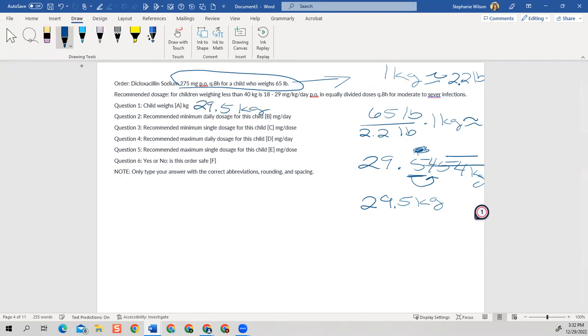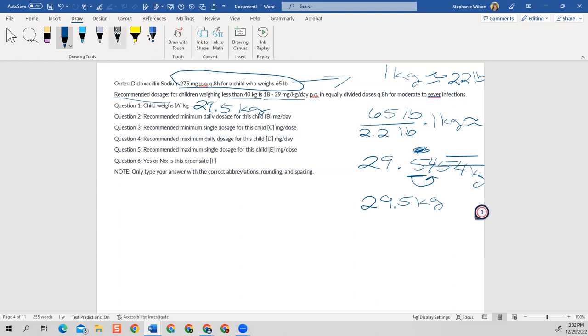All right. Question 2 says, the minimum daily dosage for this child. So that means we need to go to the recommendations. We're going to look at what is recommended for this child. And we notice it said if the child is weighing less than 40 kilograms, we're going to abide by this recommendation, and this child does, so we're going to use it.